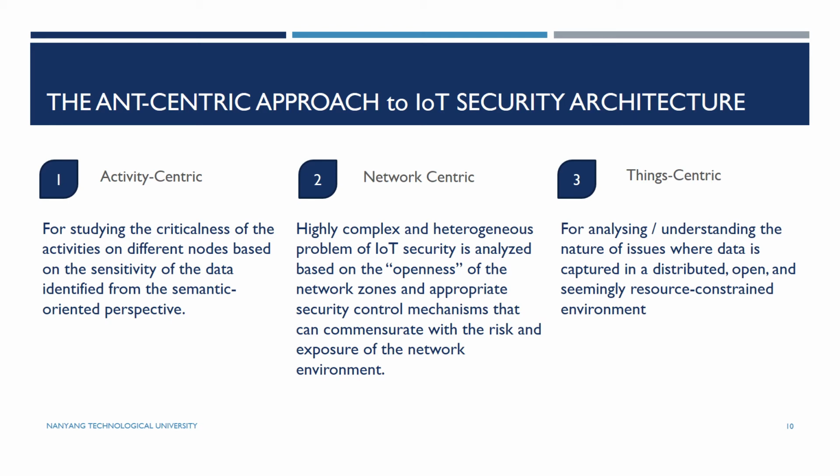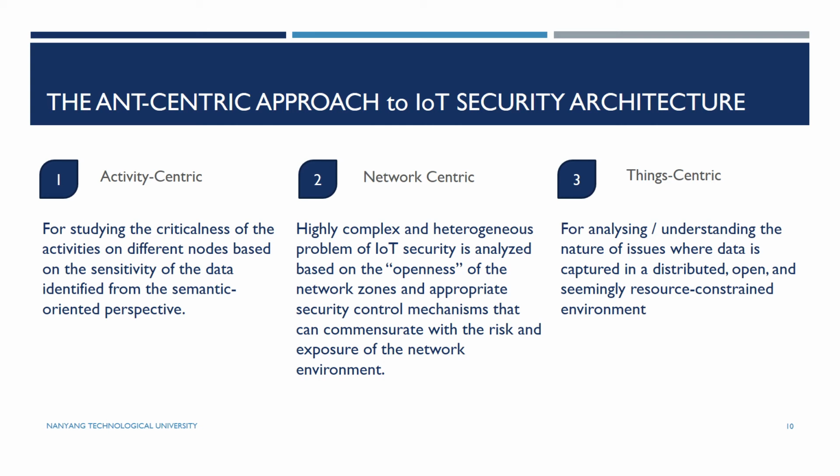That is, the highly complex and heterogeneous problem of IoT systems is analyzed based on the openness of the network zones and appropriate security control mechanisms that can commensurate with the risk and exposure of the network environment. So basically, the key thing is to identify, in the whole IoT application system, what are the underlying network infrastructures that connect all the IoT devices, edge nodes, backend nodes, all the nodes, and what are the network segments involved, or what are the network technologies involved, and which are the network components that are operating in an open environment. So based on this, whenever there is an open network, then we will have to apply the corresponding security control that reflects the risk inherent in the open network environment.